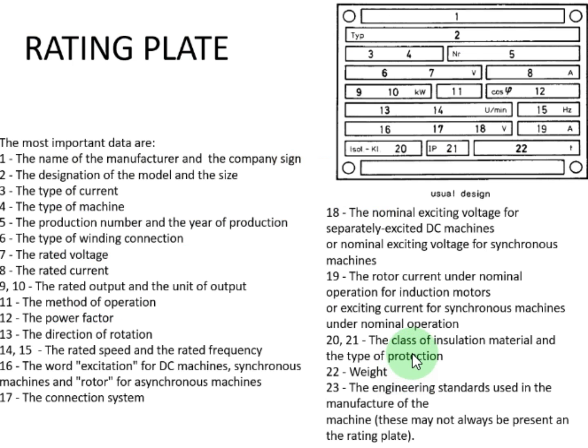In electrical machines you can see a nameplate like this, which gives a lot of information about that particular motor, like the manufacturer's name, the designation of the model and the size, the type of current, type of machine. A lot of information is on the nameplate. This is just to show you the nameplate, but later we will discuss it further.